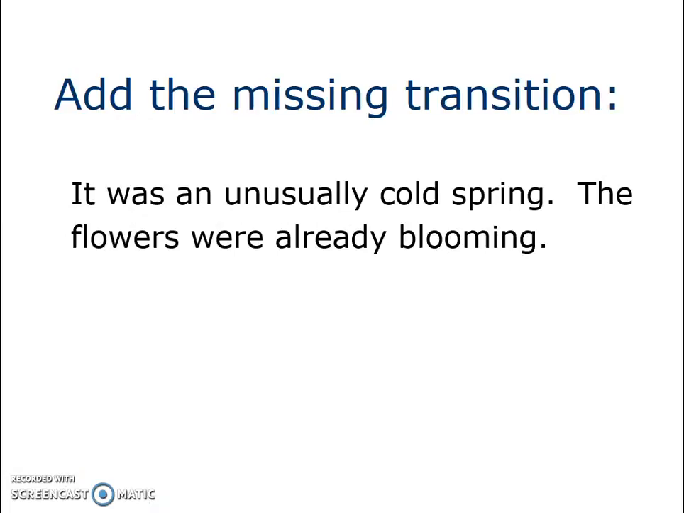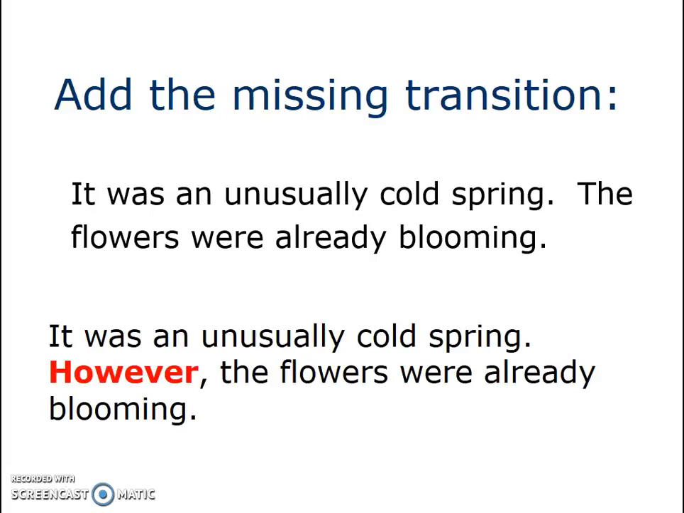Alright, so here is a pair of sentences. It was an unusually cold spring. The flowers were already blooming. Please add in an appropriate transition to connect the two sentences. What did you add? Here's a possibility. It was an unusually cold spring. However, the flowers were already blooming. The word "however" shows a contrast. Even though the spring was unusually cold, the flowers are blooming. We need a transition here that shows that this statement is in contrast to this one.